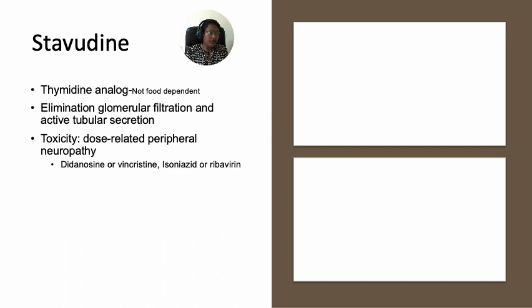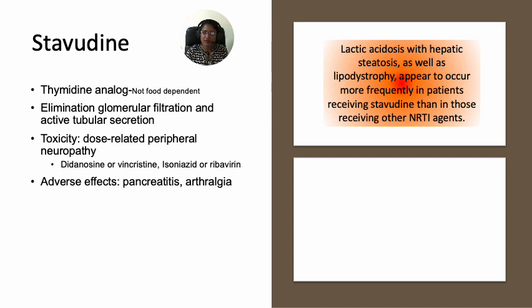Important for you to note that toxicity is dose related, and peripheral neuropathy may occur, especially if given together with agents such as didanosine or vincristine or isoniazid or ribavirin. Pancreatitis and arthralgia, as we mentioned before, pancreatitis being seen with the whole class of drugs.